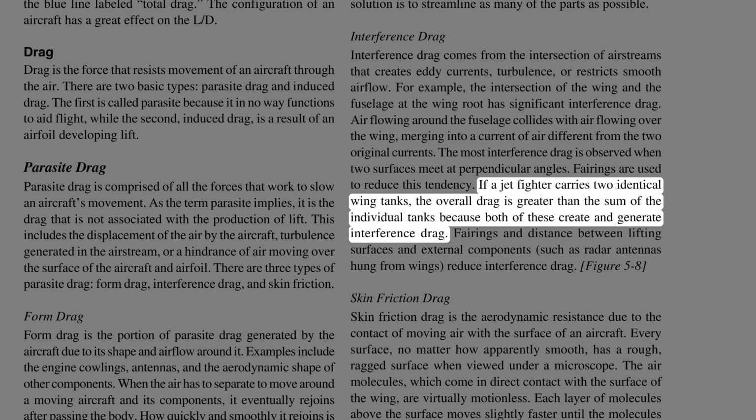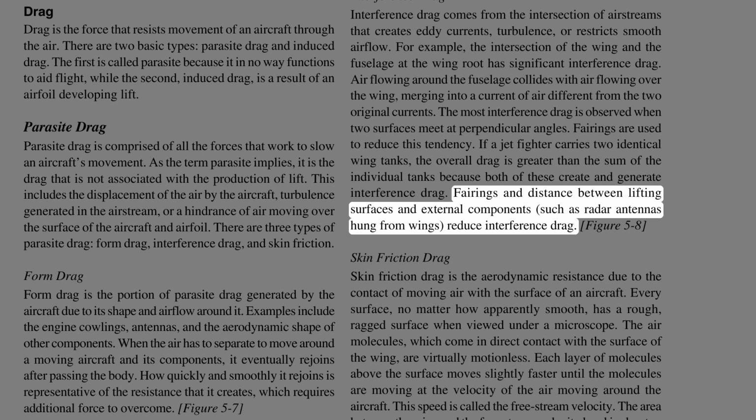If a jet fighter carries two identical wing tanks, the overall drag is greater than the sum of the individual tanks because both of these create and generate interference drag. Fairings and distance between lifting surfaces and external components, such as radar antennas hung from wings, reduce interference drag.